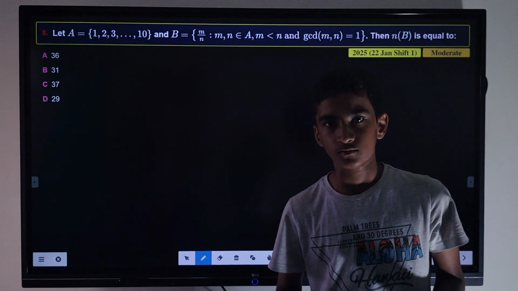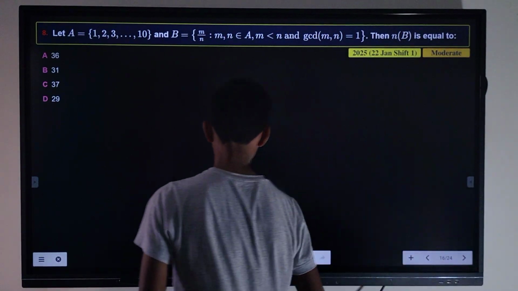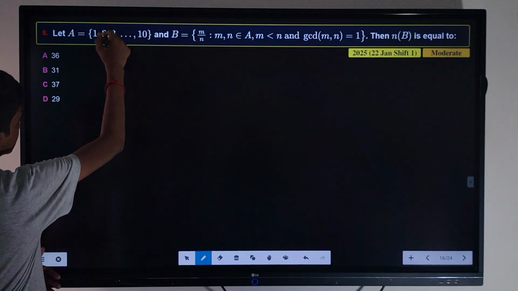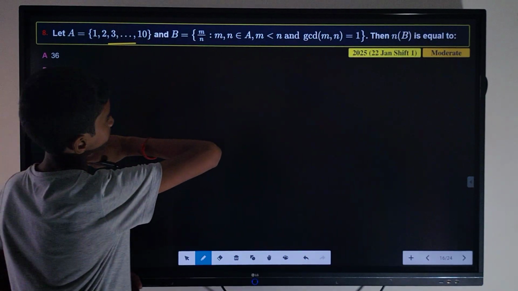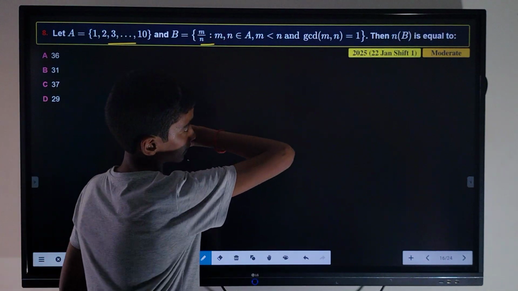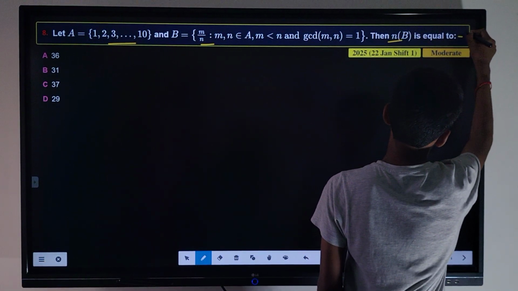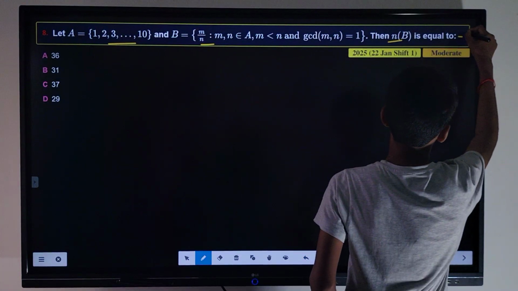Here is our next question now. Our question says let A is equal to this set and B is equal to this, then number of elements in B is equal to what?